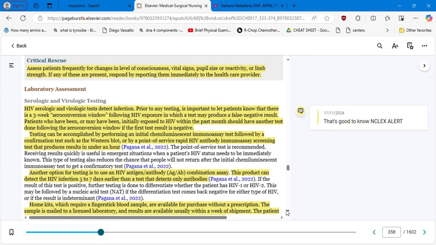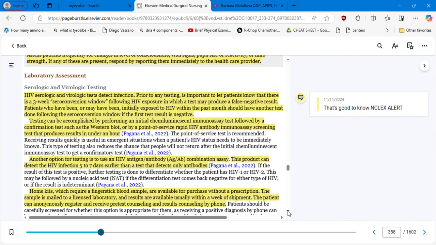So, laboratory assessment, okay. We did the physical assessment and the psychological assessment, right? Now let's move to laboratory. HIV serologic and virologic tests detect the infection. Prior to any testing, it's important to let patients know that there is a 3-week seroconversion window following HIV exposure, in which a test may produce a false negative result. It's 3 weeks between the day you had the exposure to the virus until the virus is going to be seen in the blood result. Patients who have been or may have been exposed to HIV within the past month should have another test done following the seroconversion window if the first test result is negative. So there are always 2 tests, I would say, to be done after exposure.